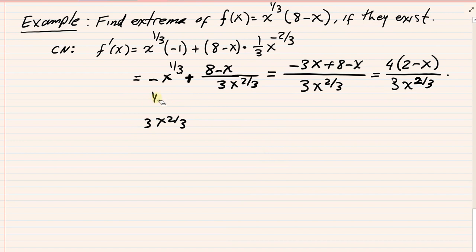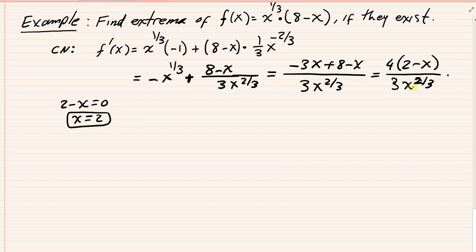Now, the critical numbers are where the derivative either is 0 or undefined. Well, the only way a fraction can be 0 is if the numerator is 0. So we're going to set it equal to 0. And from this we get x is equal to 2. So there's this one critical number. And of course these critical numbers have to be in the domain of the function, right? Well, the domain of this function is going to be all real numbers. The domain of f is all real numbers, so 2 is fine.